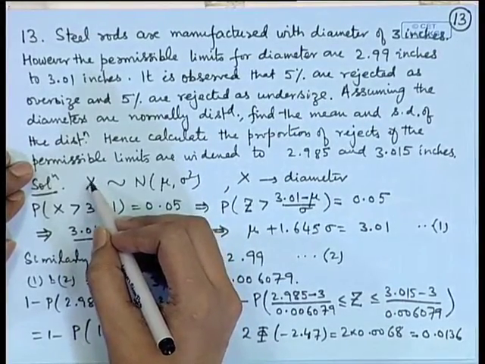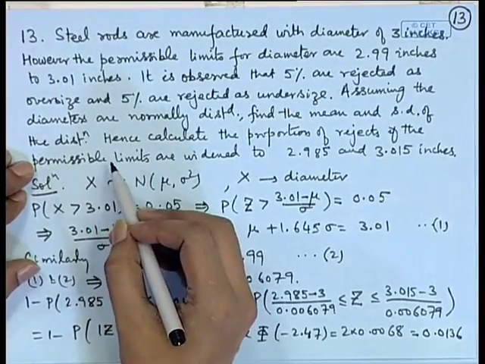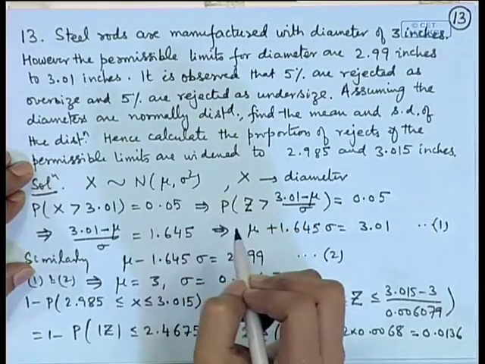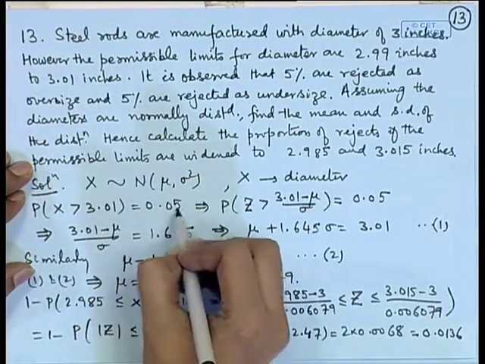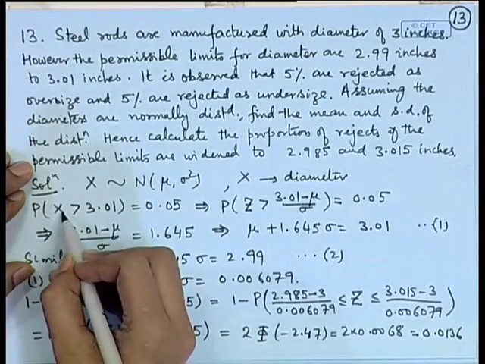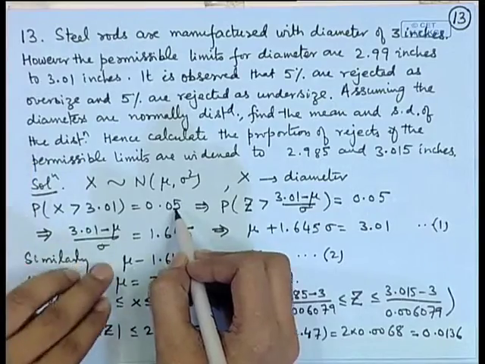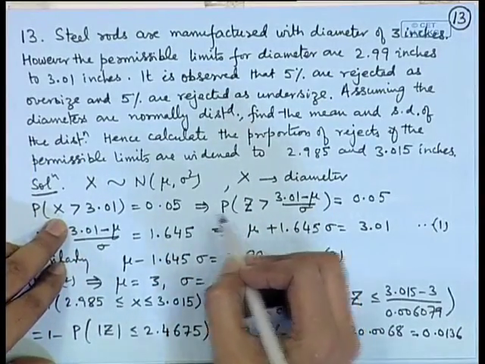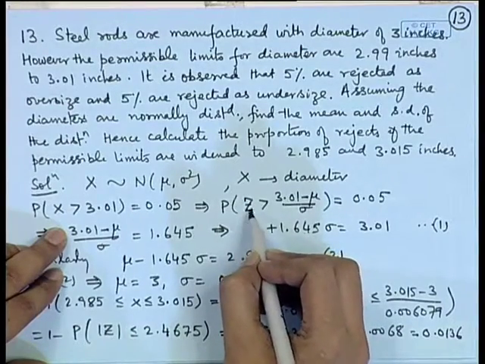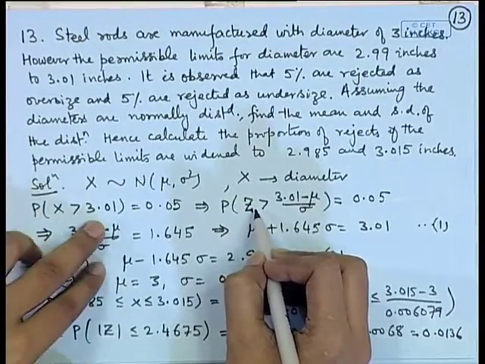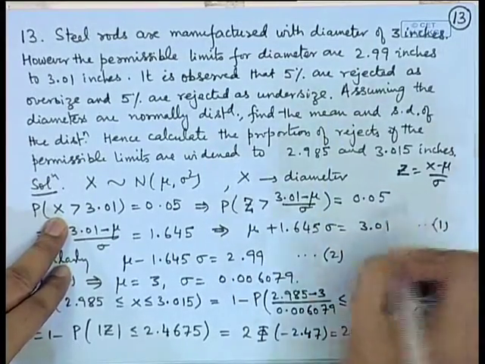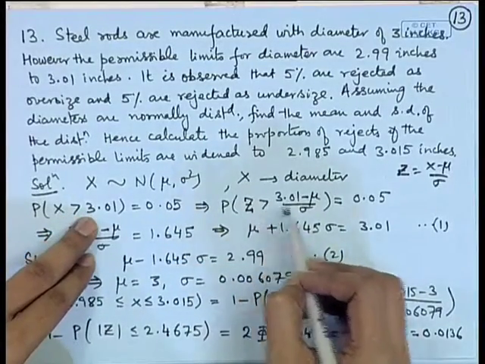So, let us look at x as the diameter of the rod produced. It is given that it is normally distributed, so let us assume that it is normally distributed with certain mean mu and certain variance sigma square. It is given that 5% of the rods have diameters more than the upper limit, they are oversized. So, the probability that x is greater than 3.01 is 0.05. Now we have seen that the probabilities related to any general normal distribution can be transformed to probabilities related to the standard normal random variable. Here the standard normal random variable is obtained by looking at z as x minus mu by sigma. So, this reduces to z greater than 3.01 minus mu by sigma.